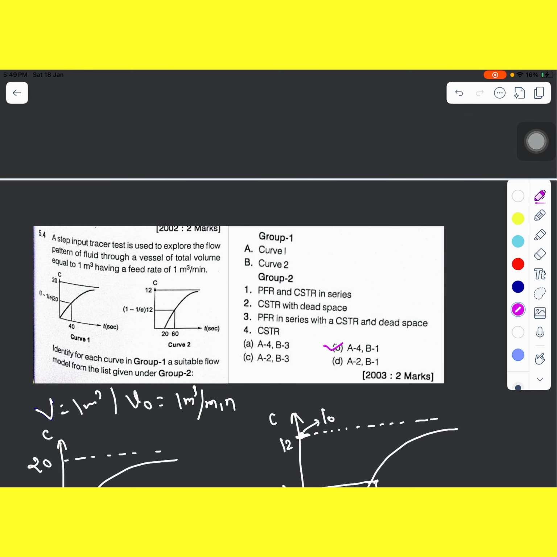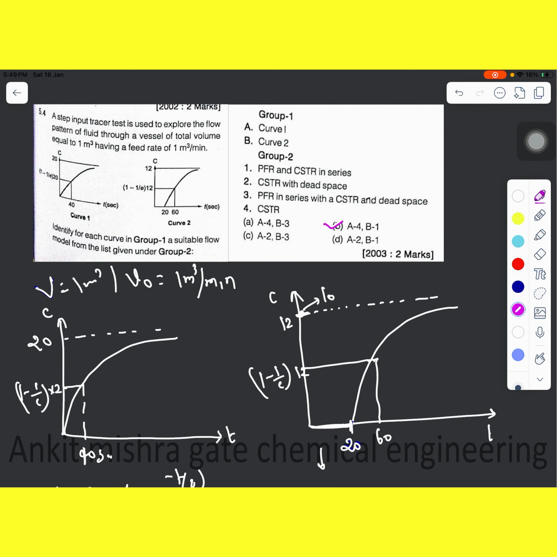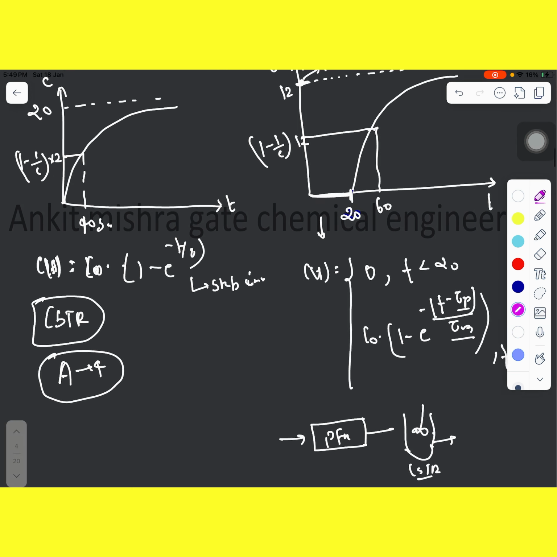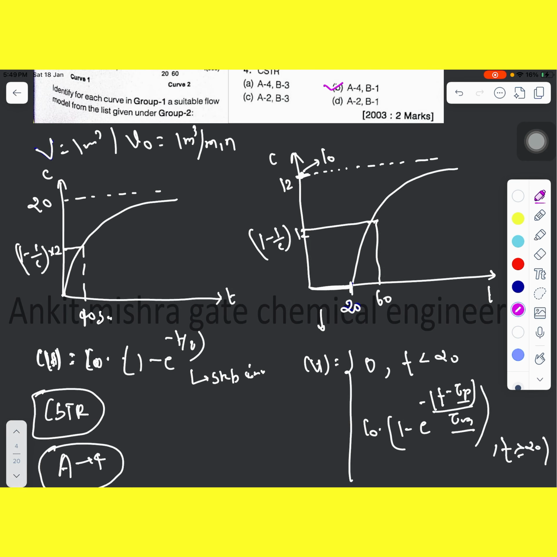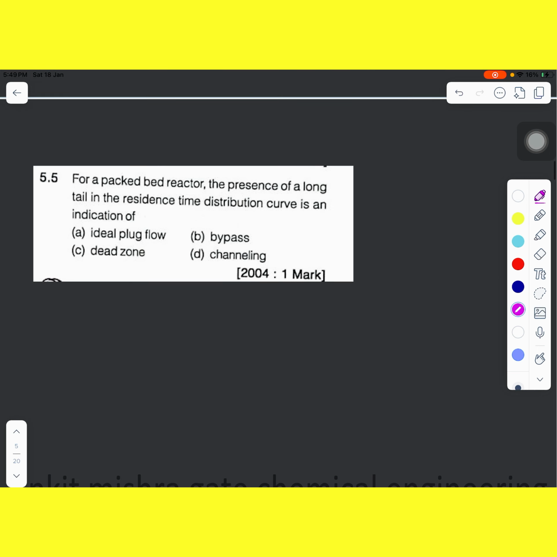So this was also just a theoretical question, but again in theoretical questions you also need to understand what kind of formula can be used. Later on in the same lecture we will see how you can solve the numerical on this particular concept also. It's a very, very important concept.